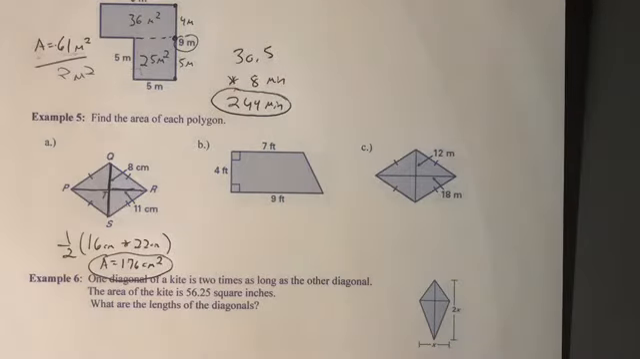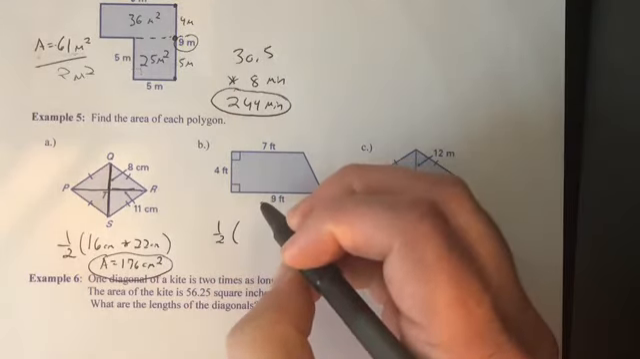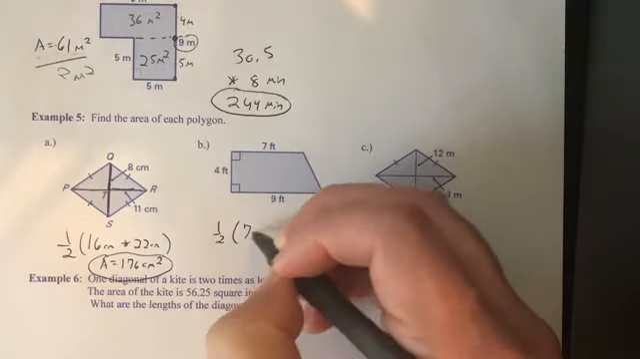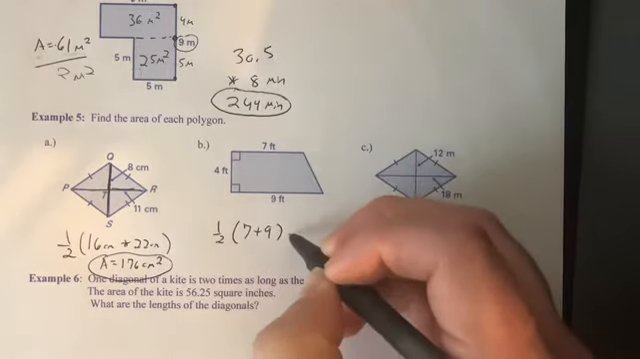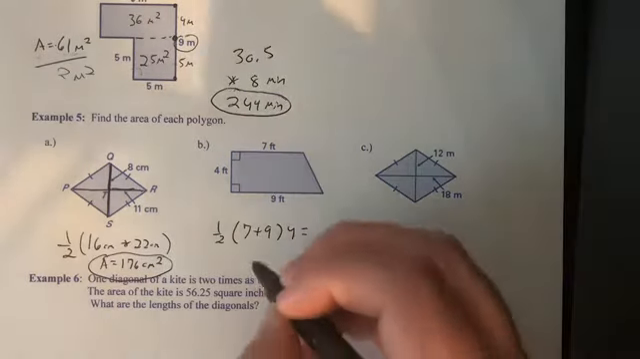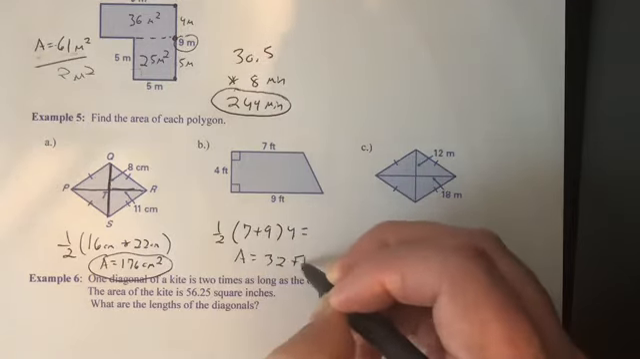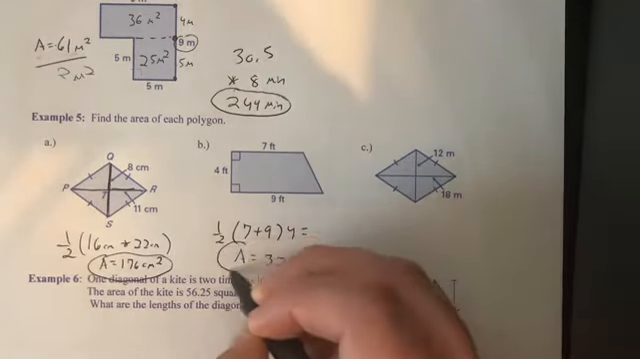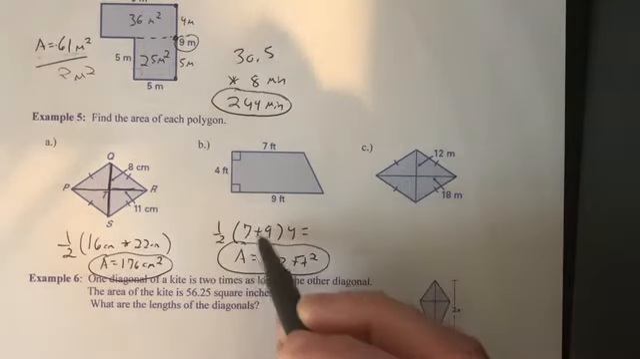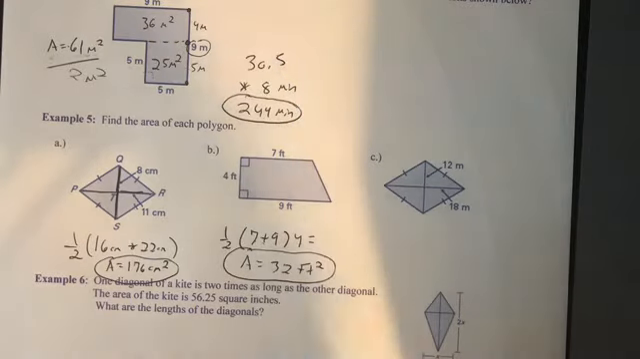B, we're going to identify this polygon, it's a trapezoid. 1/2 base 1, which is 7, plus base 2, which is 9, multiplied by the height, that's going to give us our area. And the area of this figure is 32 feet squared. 7 plus 9 is 16. Half of 16 is 8. 8 times 4 is 32.